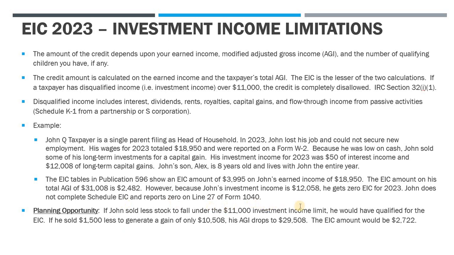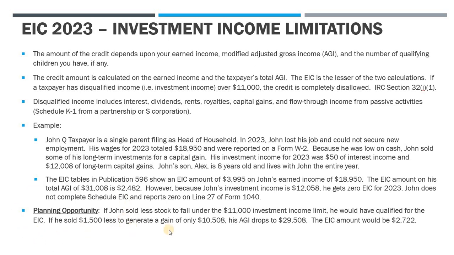But because his investment income exceeds the $11,000, his EIC amount is just flat out going to be zero, right? So he's not going to get any EIC amount, even though his income is still low. I mean, $31,000 in AGI is tough. That's a low income for a single person with a child. But because of this investment income, he just had too large of a gain on the sale of the stock, it makes him ineligible for the credit.